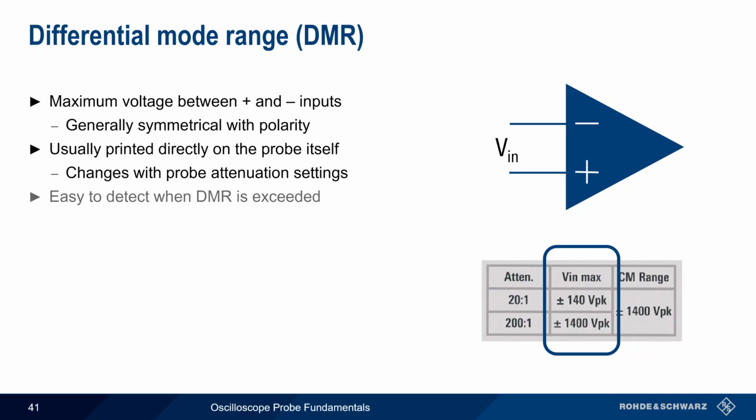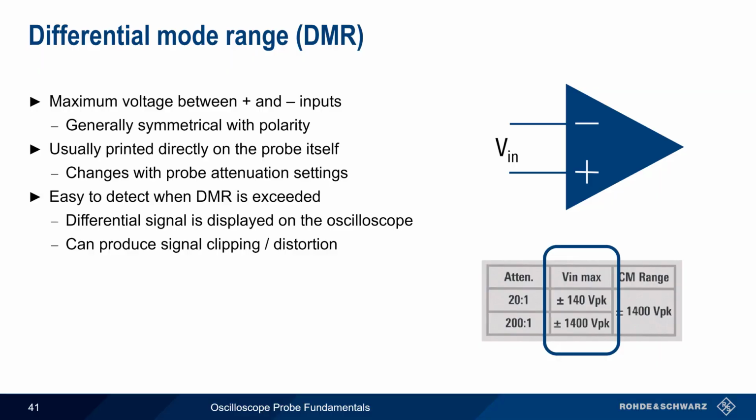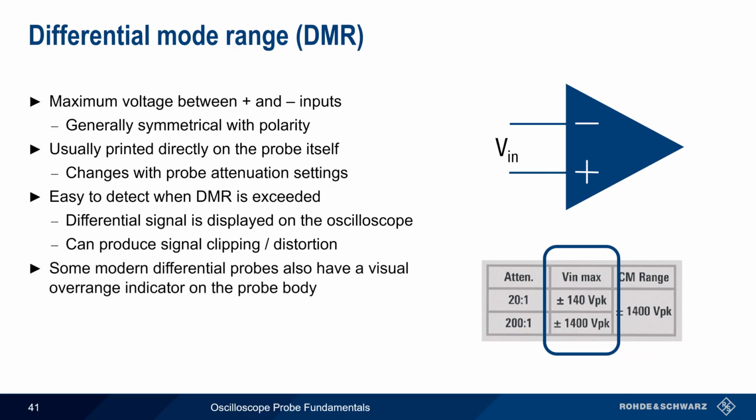It's usually easy to detect when DMR is being exceeded, since the differential signal is what's being displayed on the oscilloscope. Typical signs of exceeding the maximum range are clipping or distortion of the measured signal. In addition, some modern differential probes will also have a visual overrange indicator on the probe body itself, or will produce an audible signal or beep when maximum voltage is exceeded.